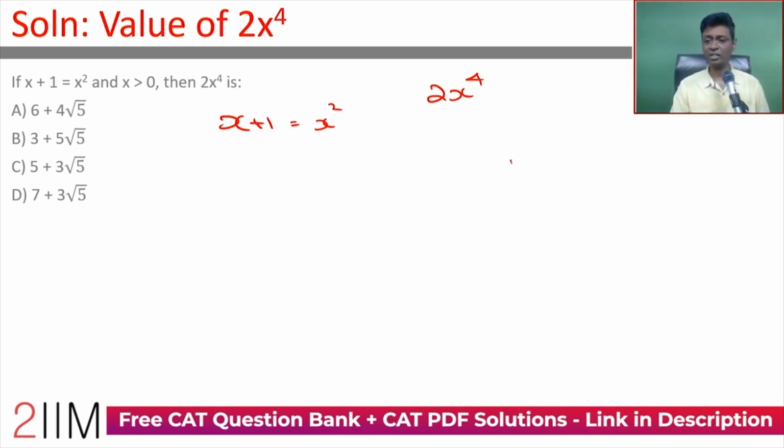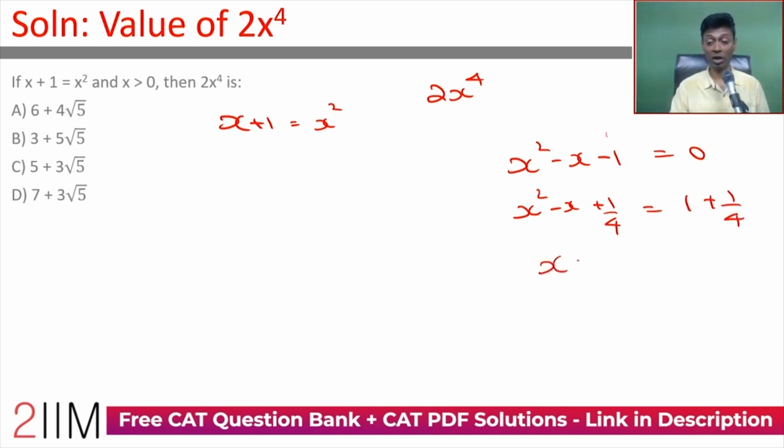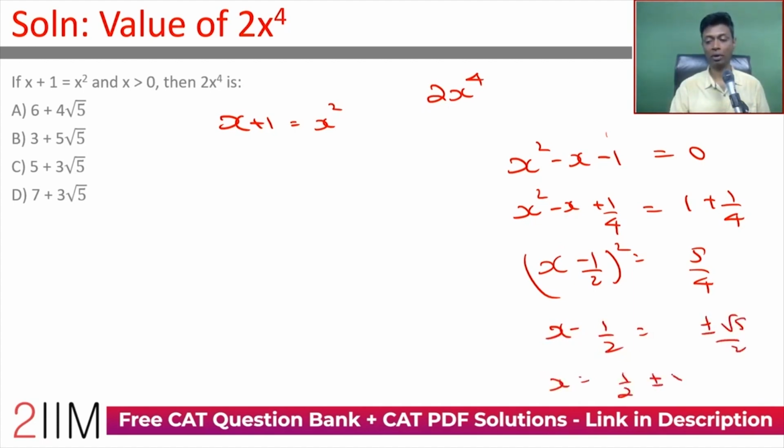So we can either find x square minus x minus 1 equal to 0. That means x square minus x plus 1 by 4 equals 1 plus 1 by 4. We take this minus 1 to this side and add 1 by 4 on both sides. X minus half the whole square is 5 by 4. With this we can find x. So x minus half is plus or minus root 5 by 2. X is half plus or minus root 5 by 2. X is positive, so it is only half plus root 5 by 2.